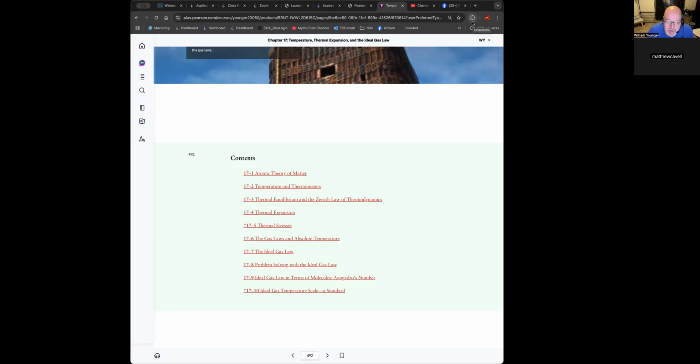So the next section, 17.6, is the gas law and absolute temperature. We're specifically talking about gas laws here. So these are the laws that originally were found and were cobbled together in some sense to make what we now call the ideal gas law. Stuff like Boyle's law and Dalton's law and stuff of that sort. And it talks about the absolute temperature, which in the SI universe is measured in Kelvin.